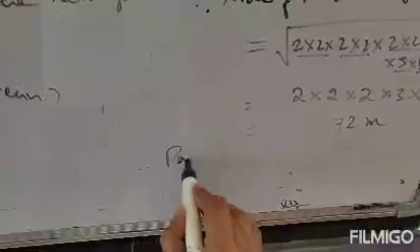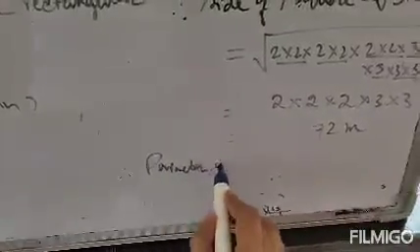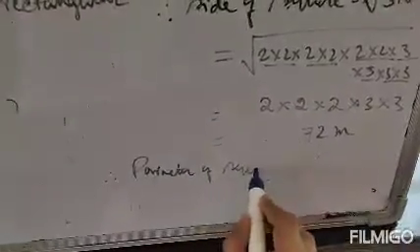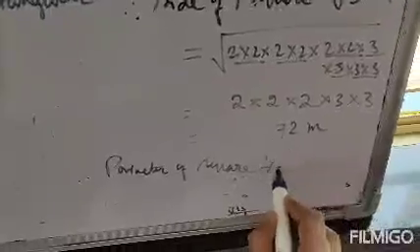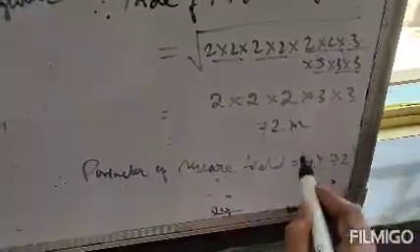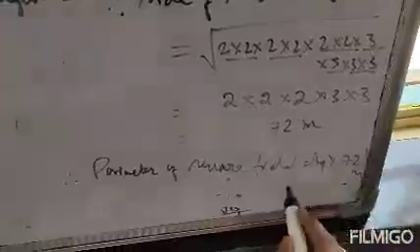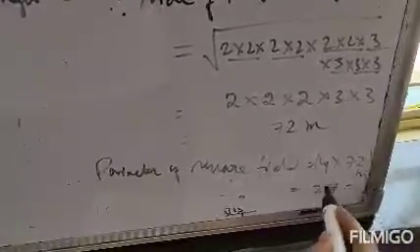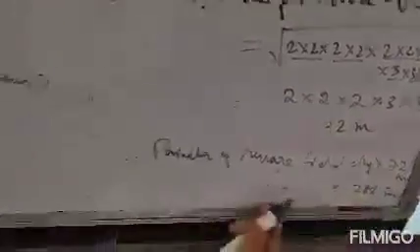Now what is the perimeter of the square? The perimeter formula is 4 into side. Therefore the perimeter of the square field will be 4 into 72 meter, that is 288 meter. The perimeter of the square field will be 288 meter.